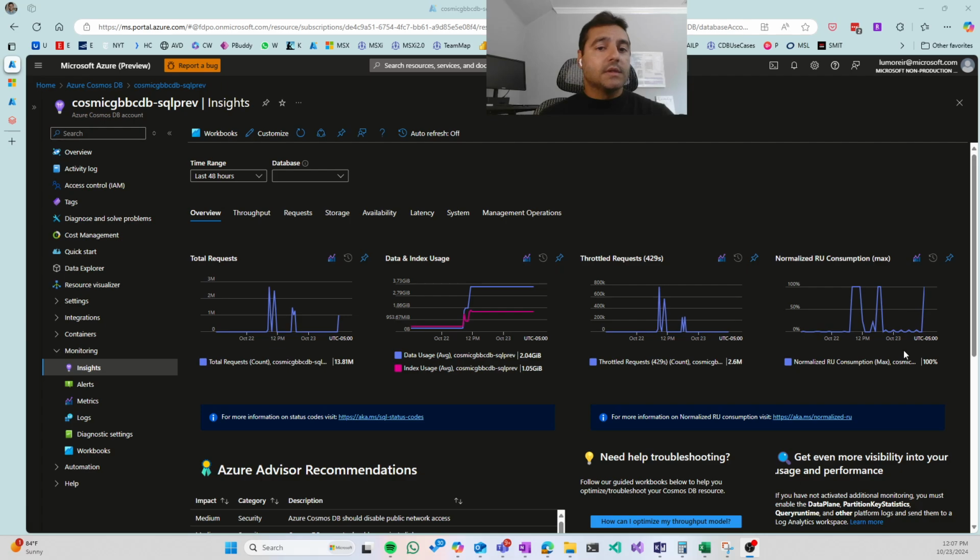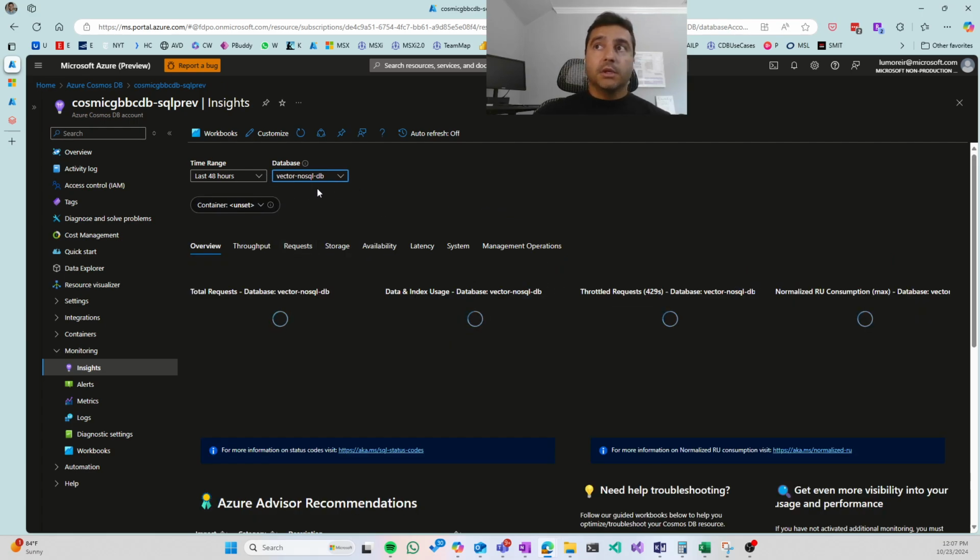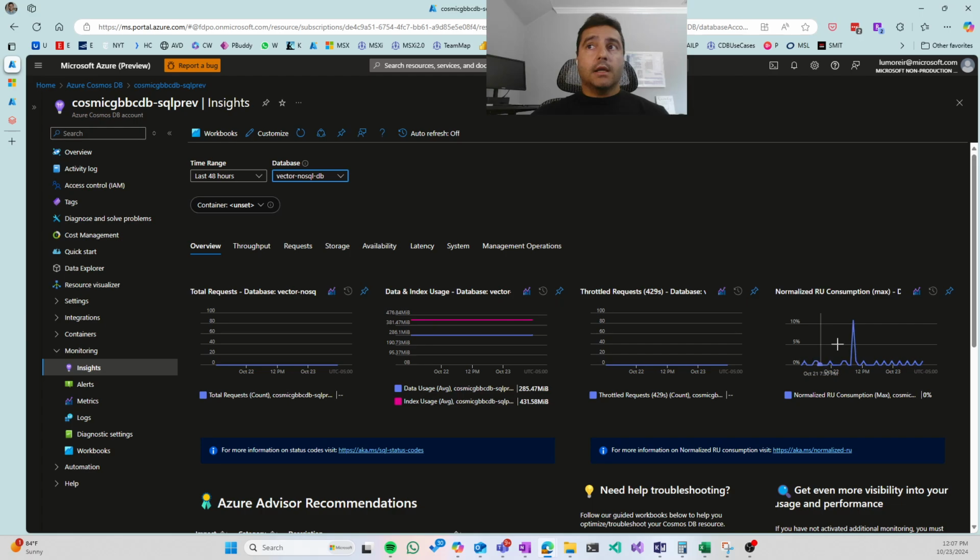So I always start by asking the customer, is this happening across containers, or what is the container that we're seeing this normalized RU on? Because if I select the database, VectorDB in this case, I can see that normalized RU only went to 10% for one of the containers in that database. So it's definitely not the database that holds the container that's spiking to 100% normalized RU.